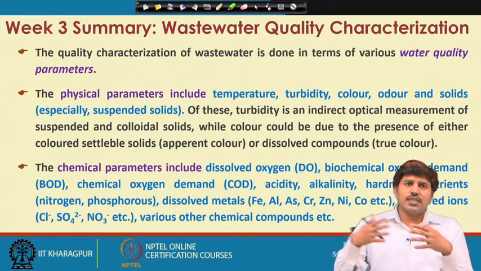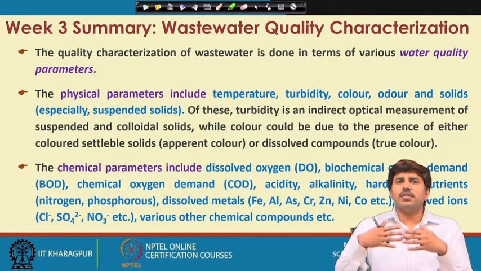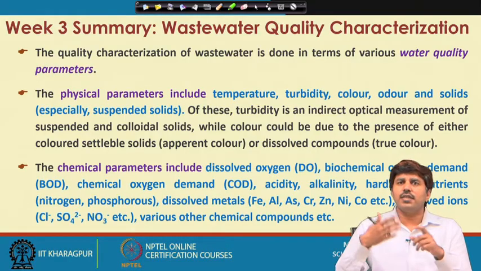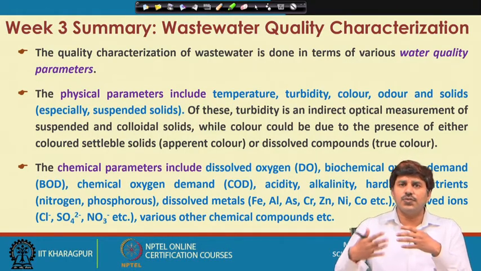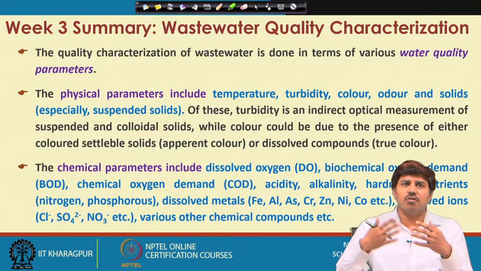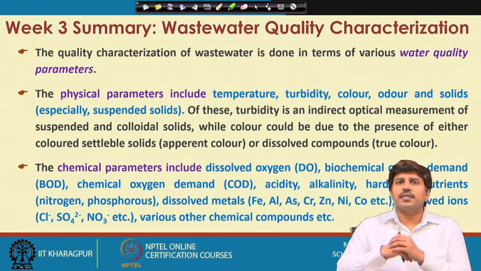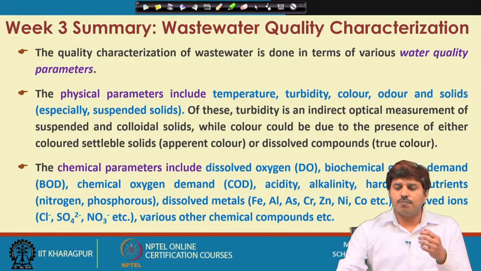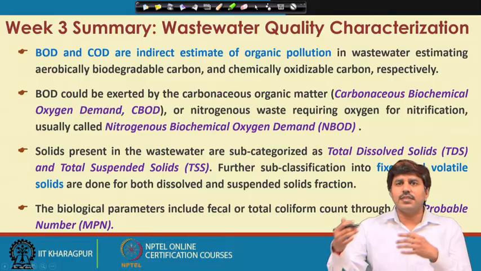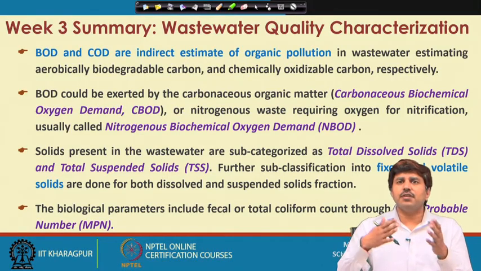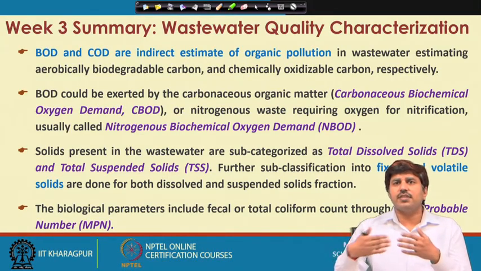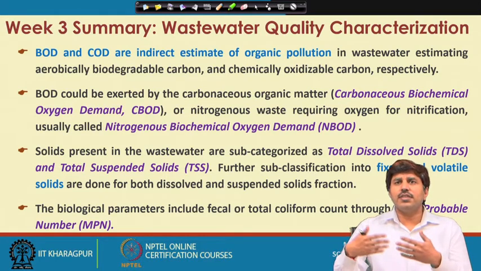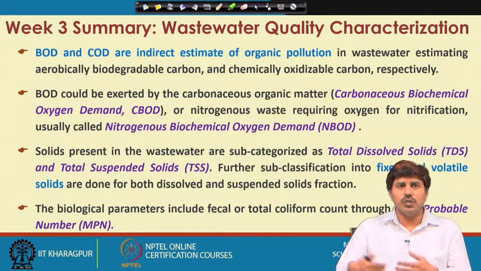We also discussed the various chemical parameters that include dissolved oxygen, biochemical oxygen demand, chemical oxygen demand, acidity, alkalinity, hardness, nutrients, then various dissolved metals, dissolved ions, and certain other chemical compounds. All those are contaminants of a chemical nature, and BOD, DO, and COD are the chemical parameters used for estimating the quality characteristics of water or wastewaters.